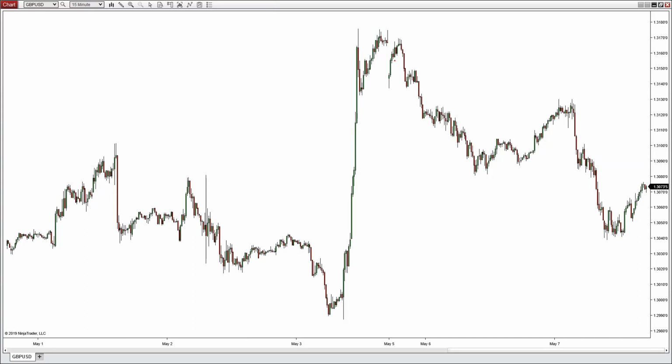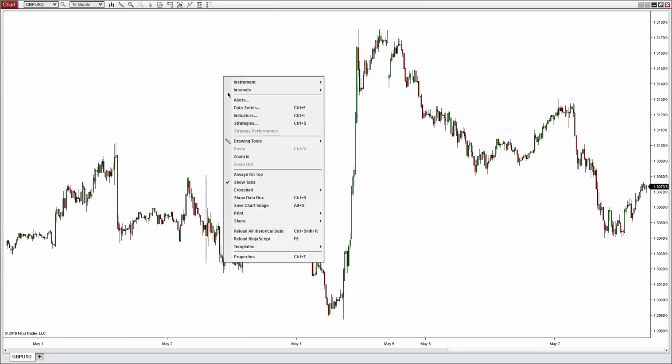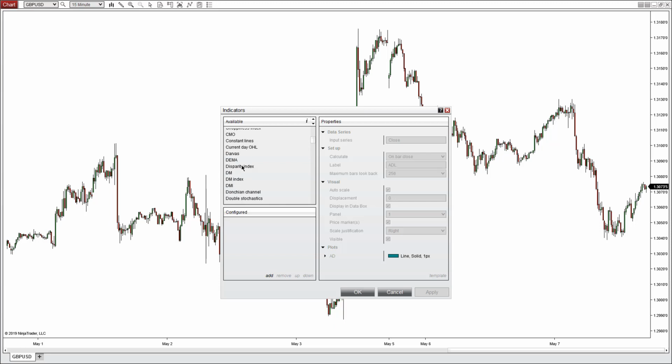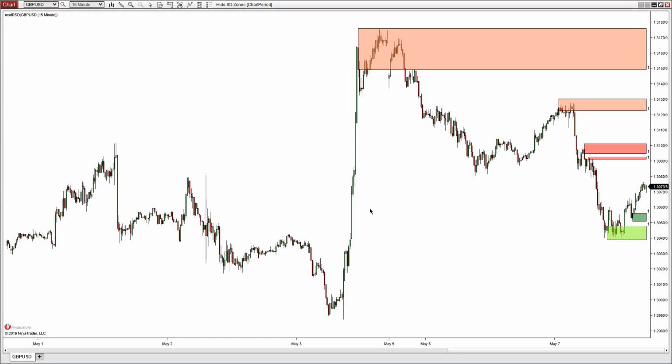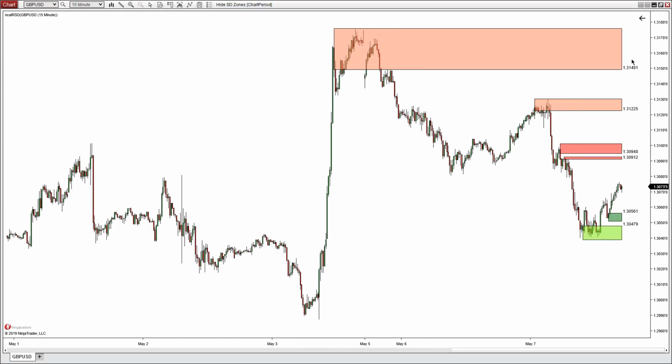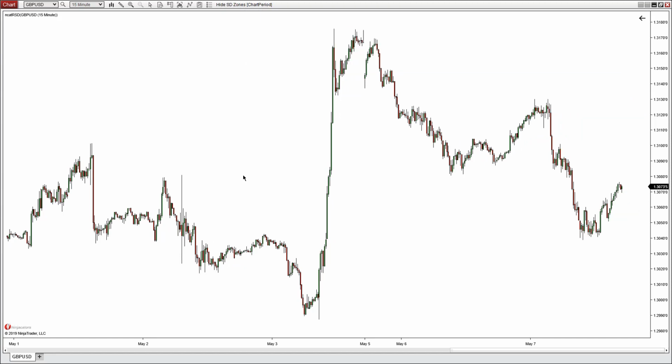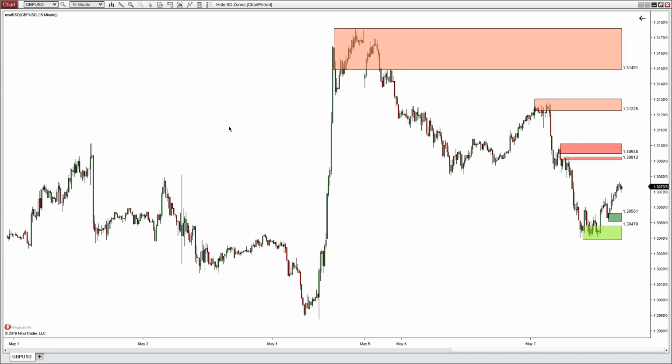So let's go ahead and jump into the chart now, and I'll show you how to set this up. You want to right click and go into indicators, go down to your NCAT RSD tools, load it in, and hit OK. Pretty simple there. And there you go, loaded on and ready to go. Now if you want to hide the zones, you can do that, or if you want to show them, just go ahead and left click it right there.